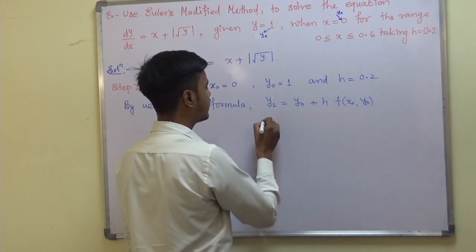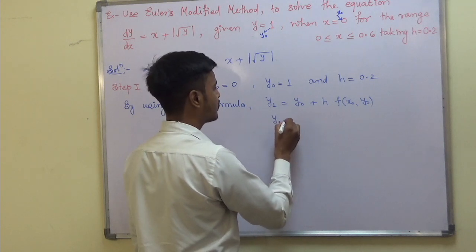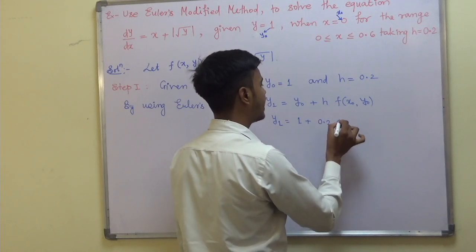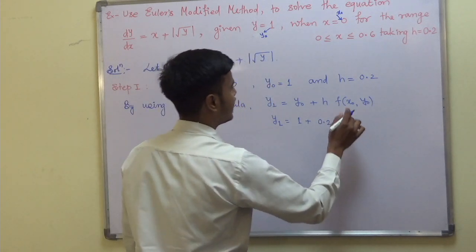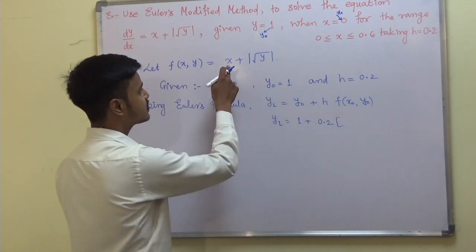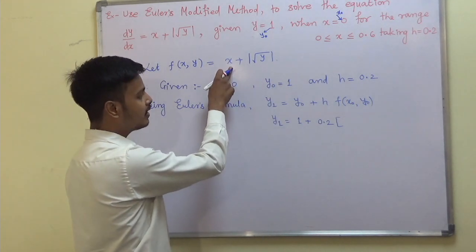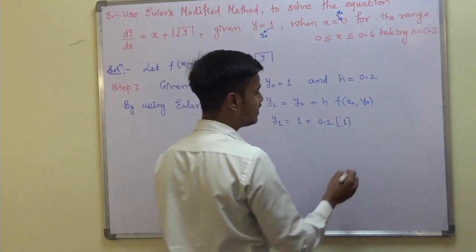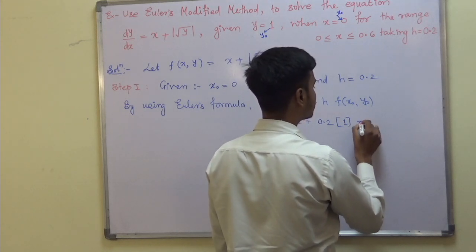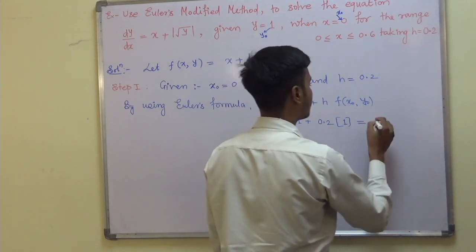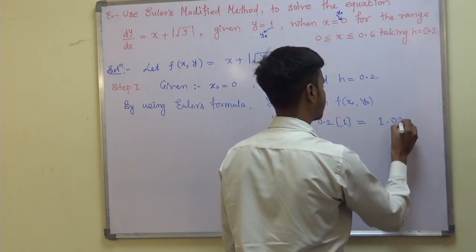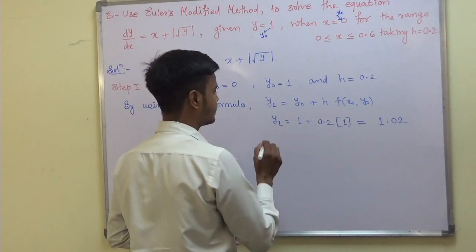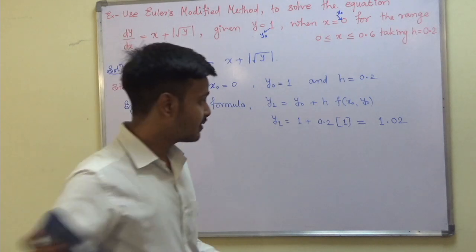What is y1? y1 we have to find out. y0 is 1, h is 0.2, and f of x0 y0, where x0 is 0 and y0 is 1, is 0 plus under root 1, that is 1. Solving this, I am getting y1 to be 1.02. This is the value I am getting for y1. Or if you want, you can write more systematically.